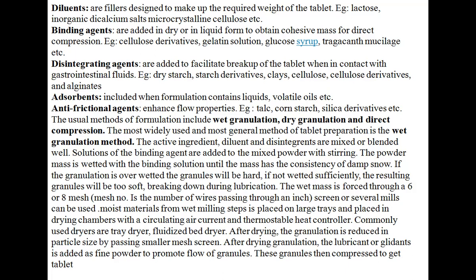The wet mass is forced through a 6 or 8 mesh, where mesh number is the number of wires per inch. A screen or several mills can be used. The moist material from the wet milling step is placed on large trays in drying chambers with a circulating air current and thermostat controller. Commonly used dryers are the tray dryer and fluidized bed dryer. After drying, the granulation is reduced in particle size by passing through a smaller mesh screen. Then the lubricant or glidant is added as a fine powder to promote flow of granules. These granules are then compressed to get the tablet.